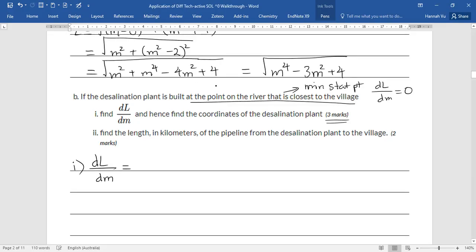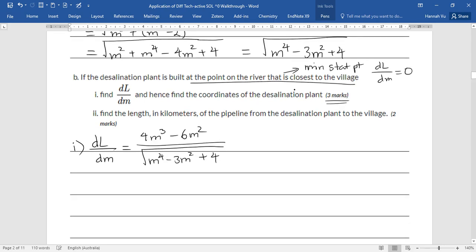Okay, maybe you don't have to, but I'm expanding it. So 4m cubed minus 6m squared over the square root of m to the power 4 minus 3m squared plus 4. You could also do it by hand, it doesn't take long at all. So this is the derivative. I think the second mark is to actually find the m coordinate of the stationary point.